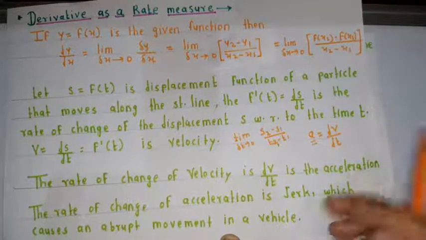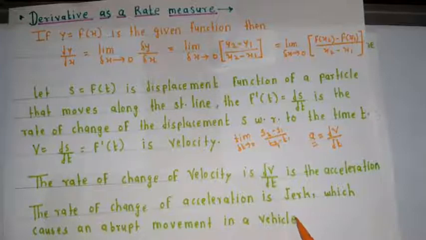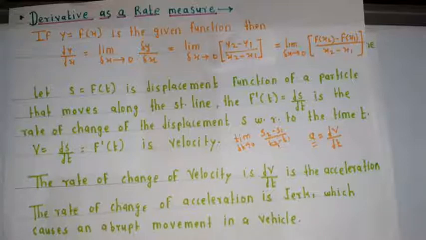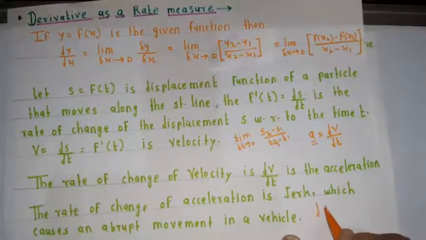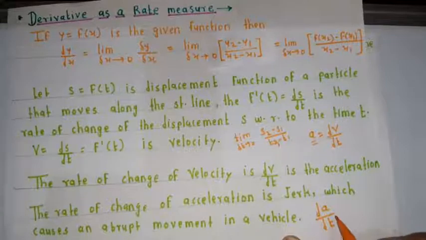Also, if we take the rate of change of acceleration, it is the jerk, which causes the apparent movement in a vehicle, and therefore da by dt is the rate of change of acceleration, that is the jerk.